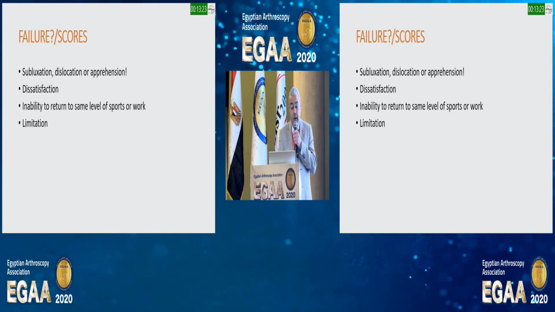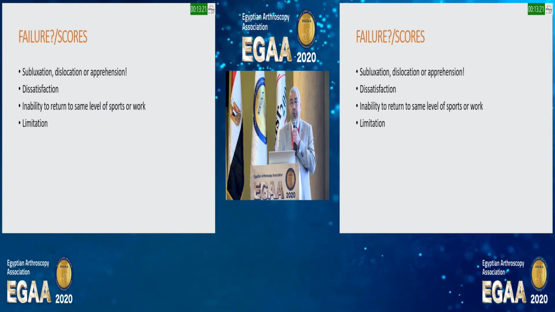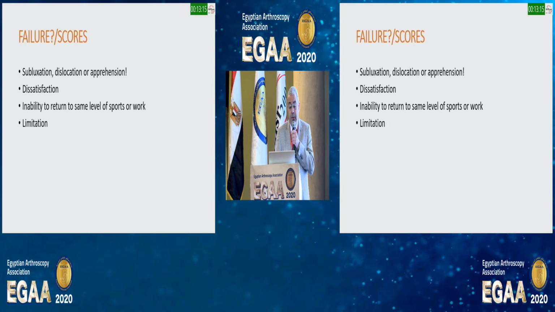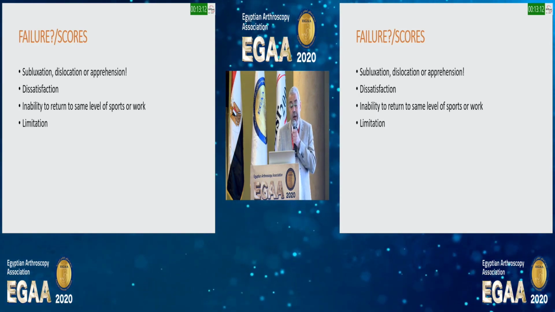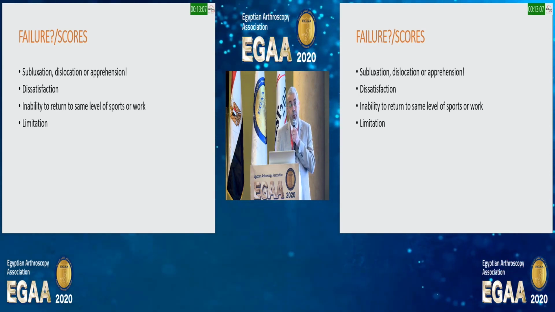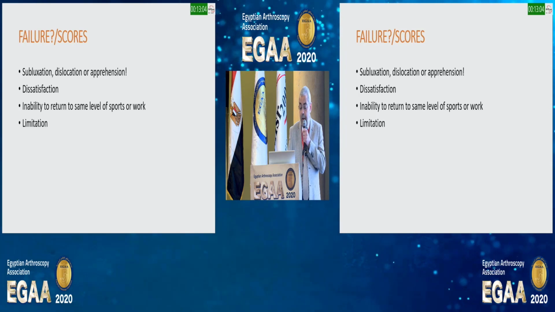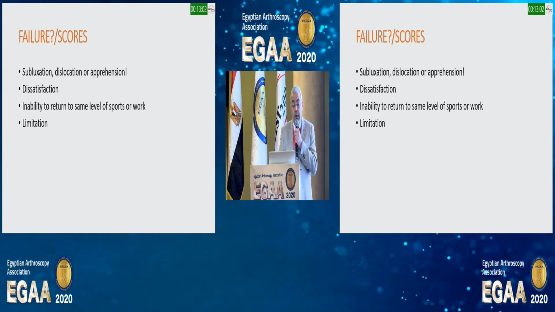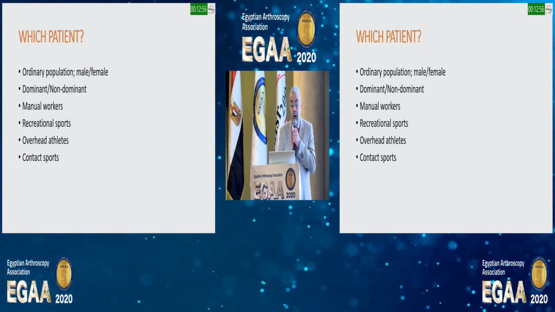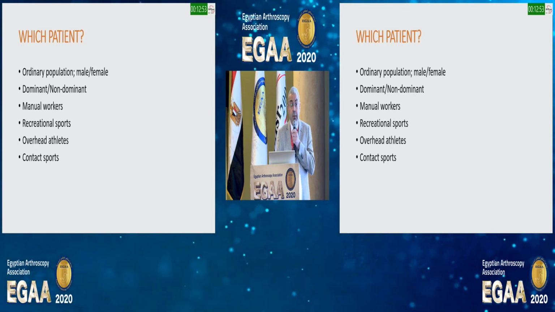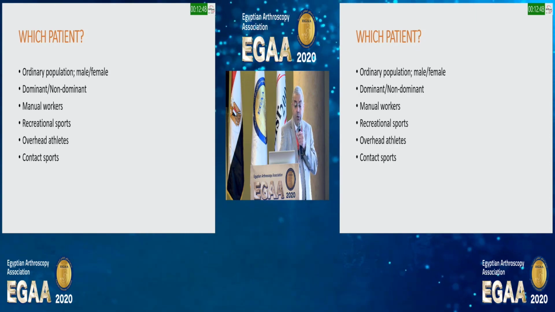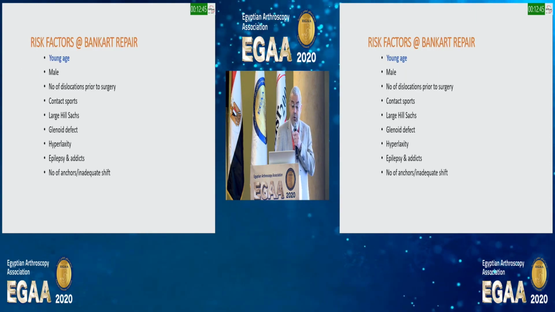What do we mean by failure? Subluxation is a failure, dislocation, and even apprehension is a failure. Dissatisfaction, as we heard in the previous talk, is a failure. Inability to return to the same level of sports or work, a manual worker, or limitation is a failure. If we translate all of these into points and put them in the well-known scoring systems, then we'll have a low score, which means a failure. We have to satisfy the ordinary population, males, females, teens with dominant or non-dominant arms, manual workers, recreational sports, overhead athletes, and contact sports with our surgery.